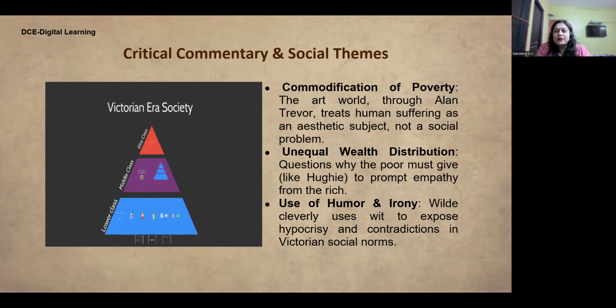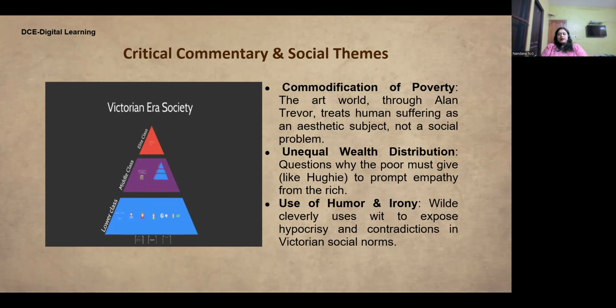So Oscar Wilde tries to show the commodification of poverty: the art world, through Alan Trevor, treats human suffering as an aesthetic subject, not a social problem. Unequal wealth distribution can clearly be seen, as wealth seems to be in the hands of only a few. In fact, the small orange triangle on top of the society seems to accumulate the major part of the wealth. It questions why the poor, like Huey, must give to prompt empathy from the rich. Even though they are poor, they are expected to maintain the same class as the rich.